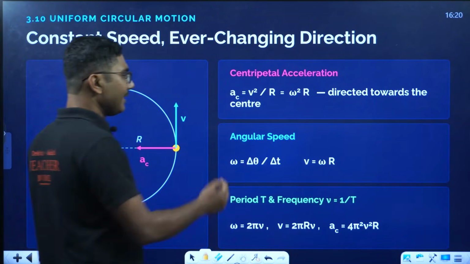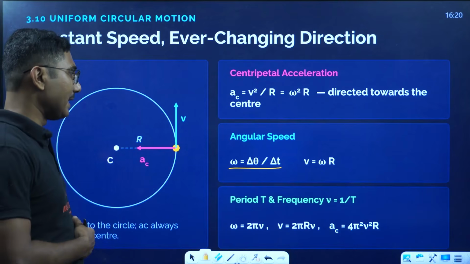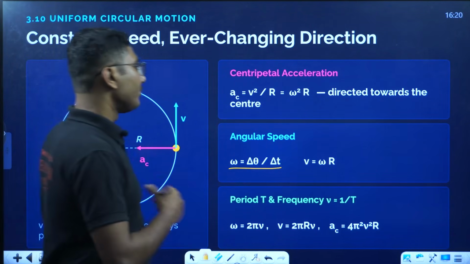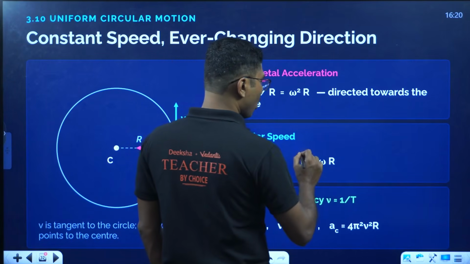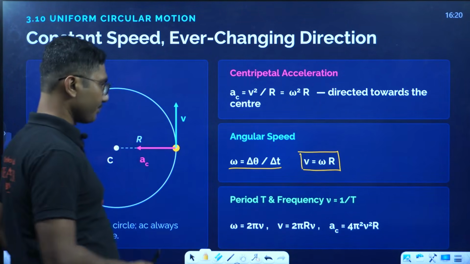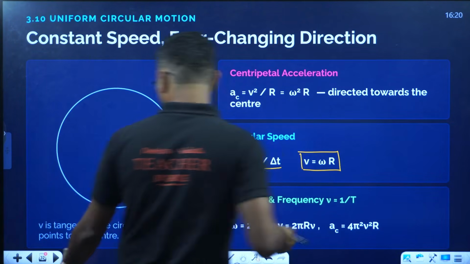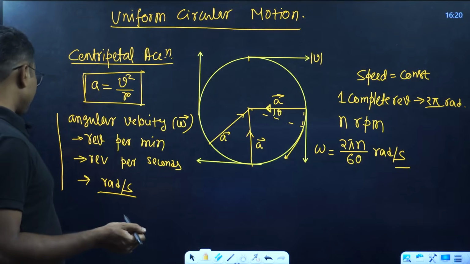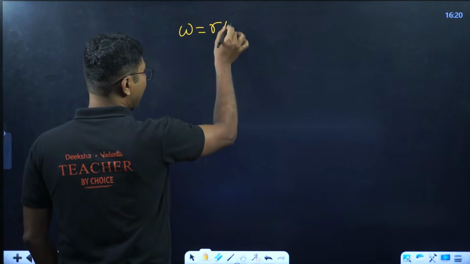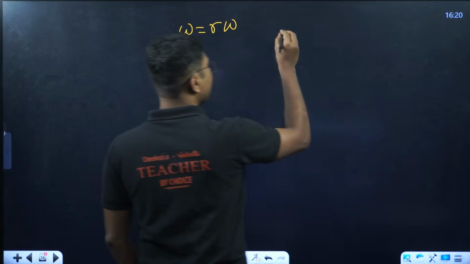Angular speed, the normal formula is omega is equal to theta by delta t. Now there is a relationship between angular speed and linear speed. The relationship is given by v is equal to omega r. v is equal to omega r. r is the radius of the motion. And you can even calculate the centripetal acceleration in terms of angular velocity. So velocity is given by r omega. I am writing small r. Don't worry, r is the radius.